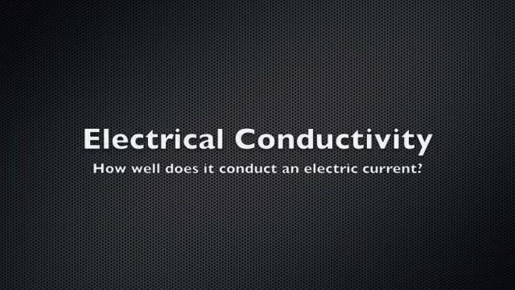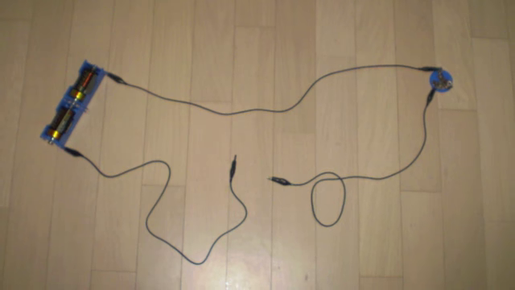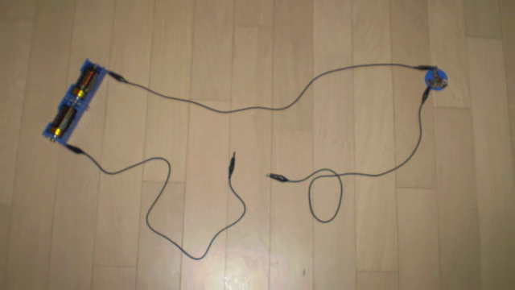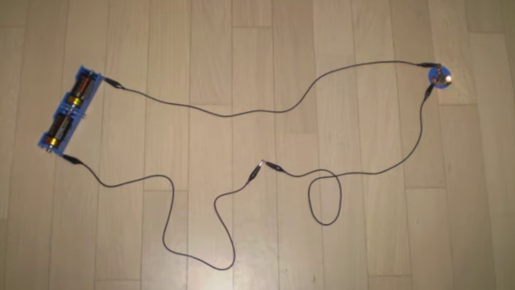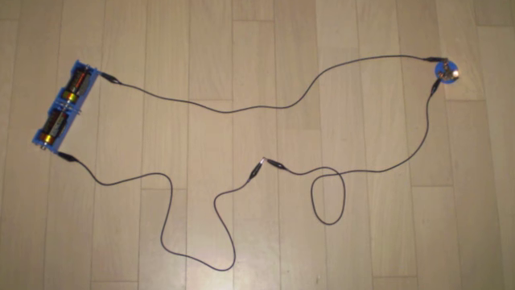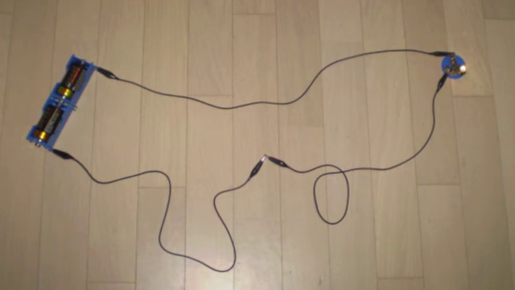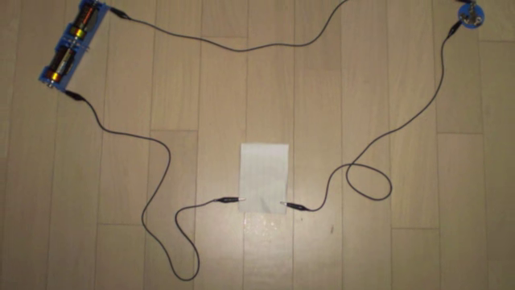One physical property is electrical conductivity. Objects with a high electrical conductivity can conduct an electric current very well. Objects with a low electrical conductivity cannot. This shows a circuit that connects a battery and a light bulb. If the object placed in between the two clips completes the circuit and has a high electrical conductivity, it will turn on the light bulb.